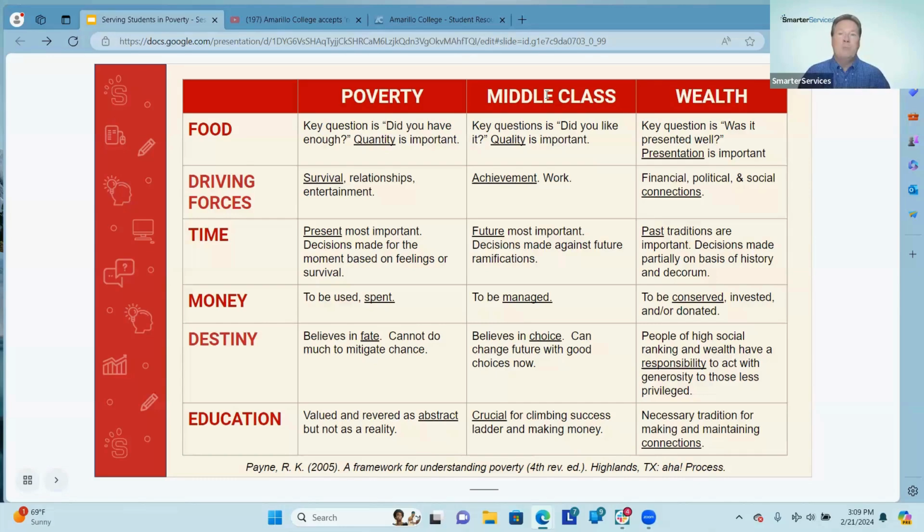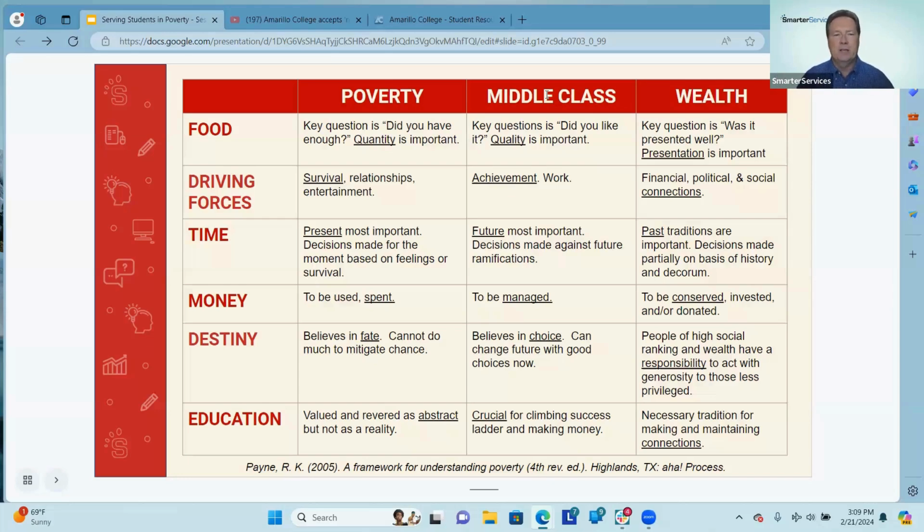Well, persons living in poverty, if you ask them what's a good meal, it's going to be one in which the quantity is important. So think about those buffets, right? Those low cost buffets you go to where you can just eat and eat and eat, right? It's all about quantity. So that's just kind of a visual image that you can get to see the differences in the way food is experienced differently in the different classes.